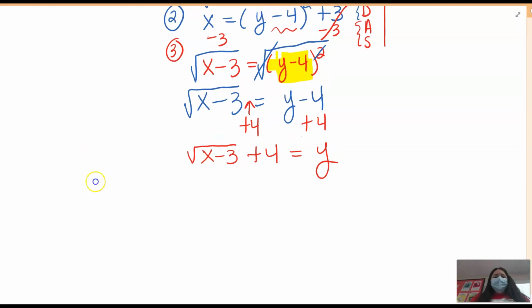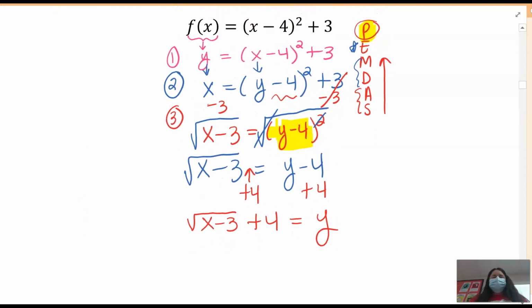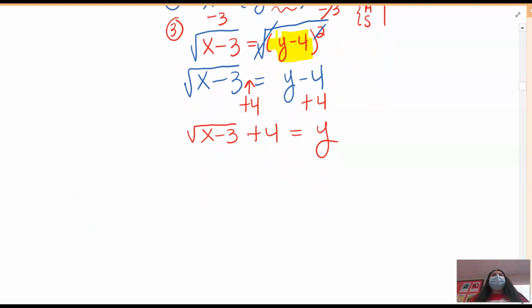Okay, so that was steps 1, 2, and 3. Step 1 again was just switch function notation to y. Step 2 is switching the x and the y. And then step 3 is to solve for y. So now I have y by itself.